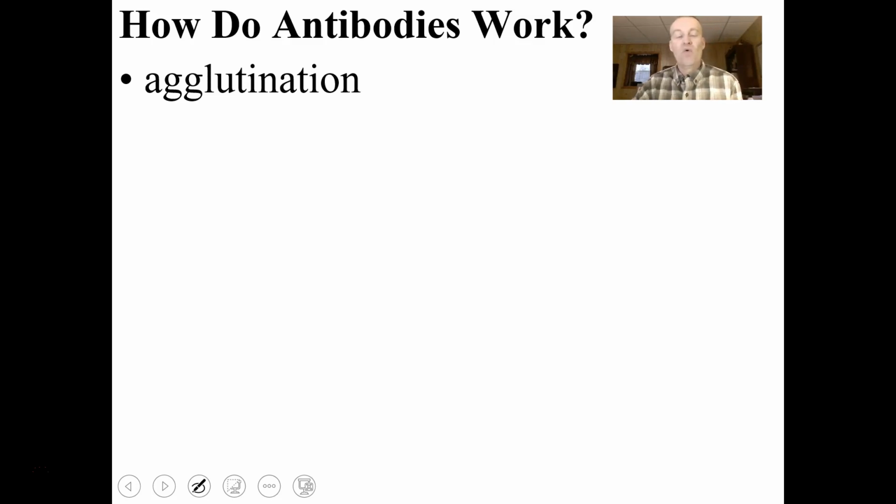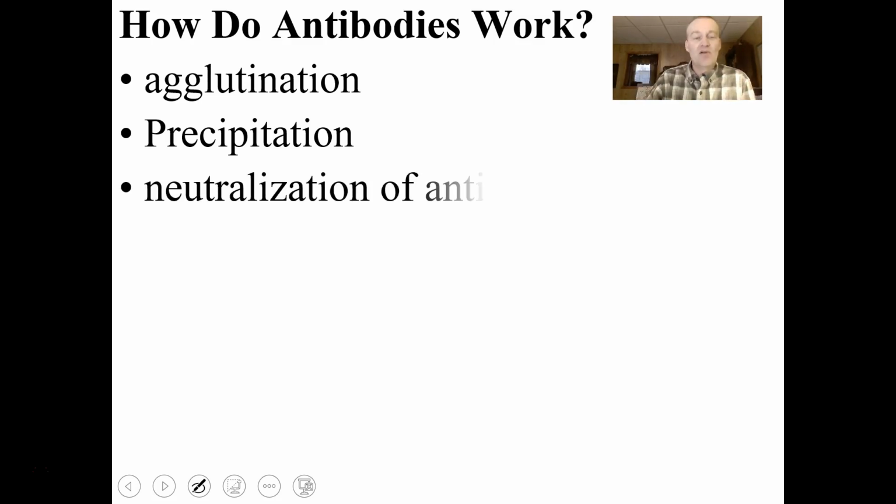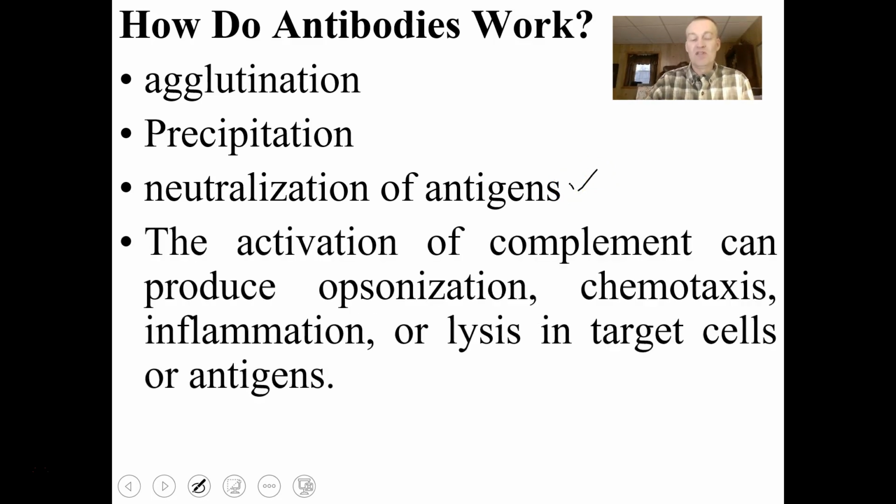So antibodies work in a variety of ways. They can agglutinate, that means stick to the surface of a toxin or a bacterium or a virus, and basically just stick around it. They can precipitate toxins that are water soluble and make them non-water soluble, so they'll come out of solution and then maybe not be toxic any longer. You can neutralize antigens, for example, you can neutralize venom components by sticking antibodies to those components and deactivating them.